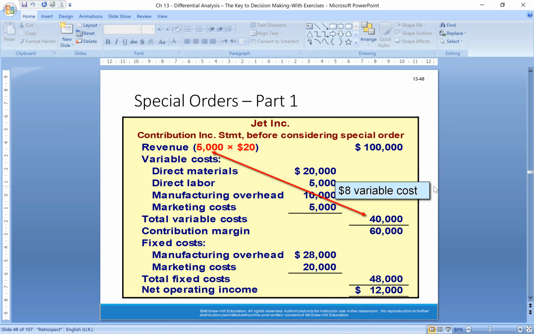Contribution margin is $60,000, the difference between sales and variable costs. Fixed expenses, manufacturing overhead $28,000, and marketing cost. Look, the marketing cost is repeated here in the fixed cost and the variable cost. This is a part of marketing that is variable, and this is a part of marketing that is fixed. Now we have $48,000 as fixed costs, and net operating income of $12,000. Now, should we accept the offer or reject it?